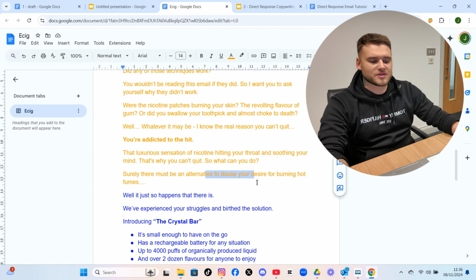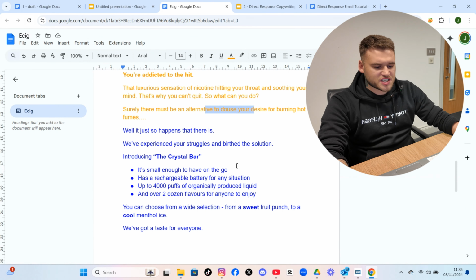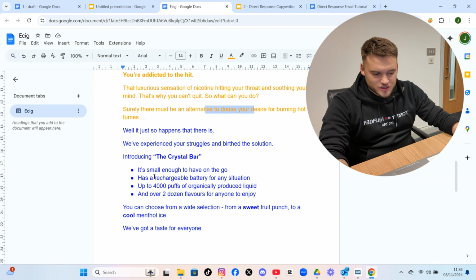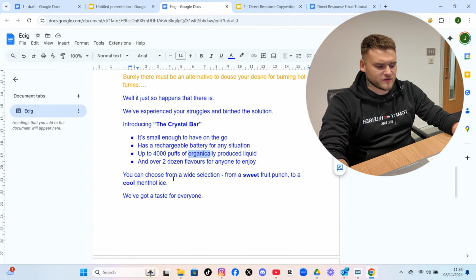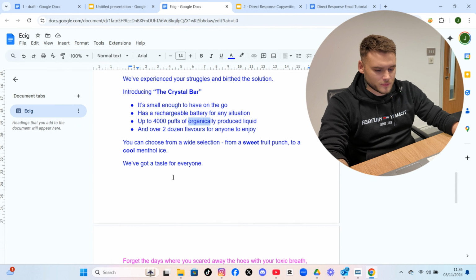Well, it just so happens that there is. We've experienced your struggles and birthed the solution, introducing the Crystal Bar. It's small enough to have on the go, has a rechargeable battery for any situation, up to 4,000 puffs of organically produced liquid, and over 24 flavours for anyone to enjoy. You can choose from a wide selection, from a sweet fruit punch to a cool menthol ice. We've got a taste for everyone.